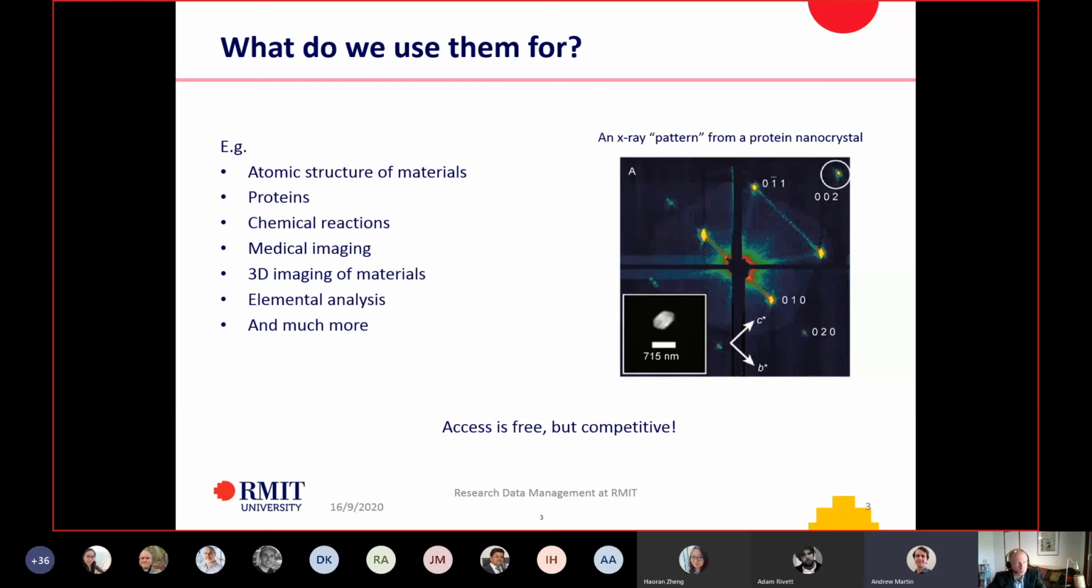So usually the researchers might have to pay for travel costs to get to the facility. They might have to pay for any materials they want to bring to the facility, but otherwise it's actually free access. The flip side, though, is it's competitive. So we have to put in proposals to do experiments, and they get ranked and peer reviewed, and then the best proposals get the access to the facility.